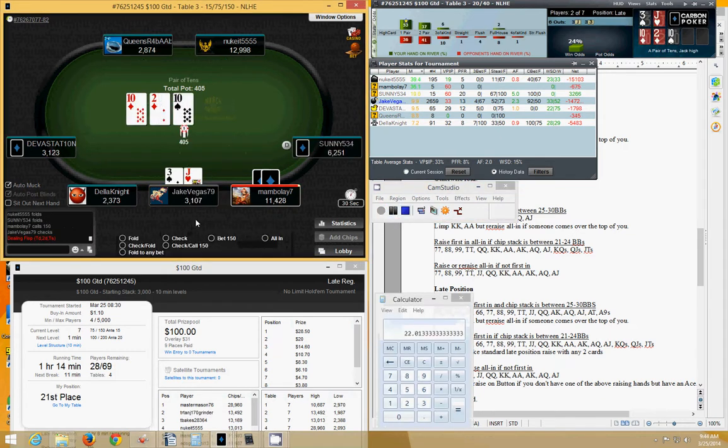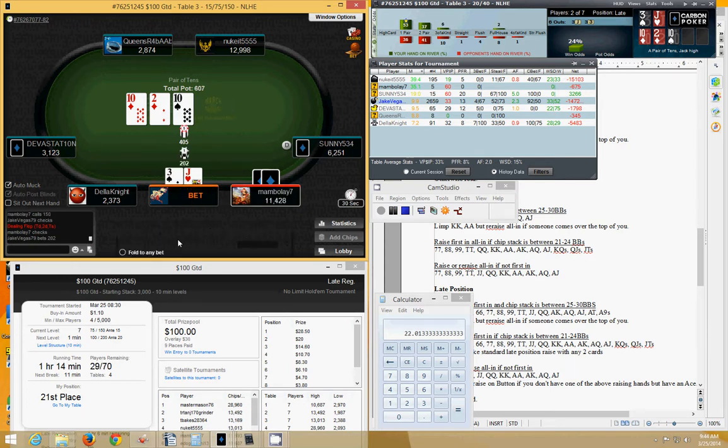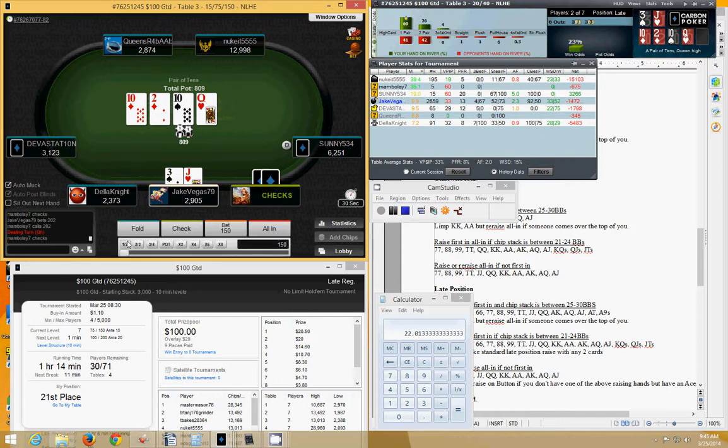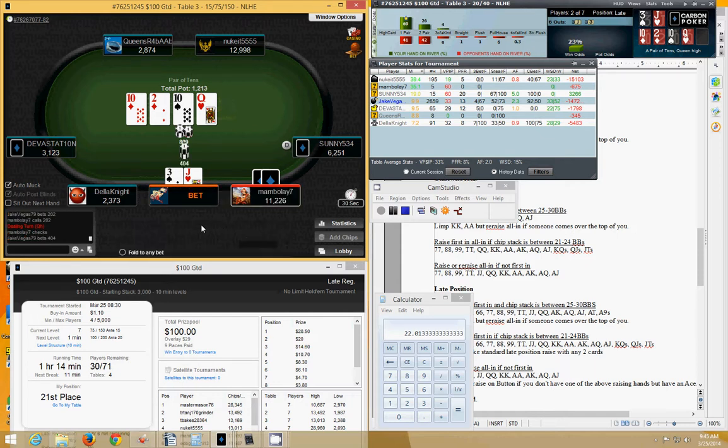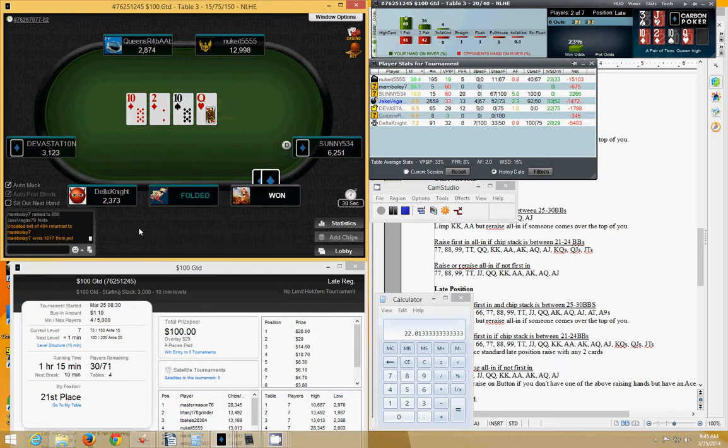Jack 3 in the big blind. Take a stab. Probably get raised here. He probably doesn't believe me. I wouldn't believe me either. Let's take another stab at it. Raises us. It's a fold.